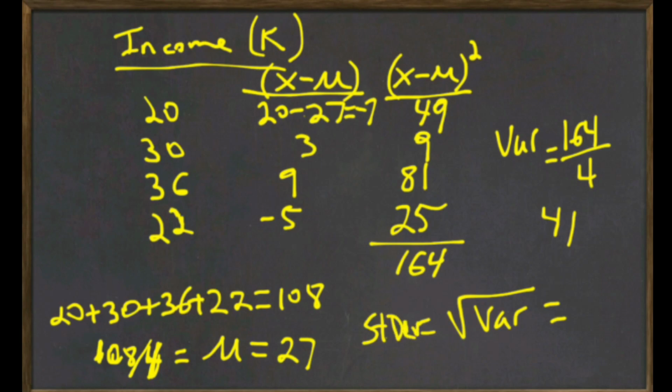Okay, and the square root of 41 is 6.4 roughly. And so now how we would refer to this is a mean of 27,000 and a standard deviation of 6,400 or 6.4 thousand. So both of those are legitimate ways to talk about this data, and they describe the data in front of us. There are times in statistics where we will use the variance, and there are times when we will use the standard deviation.